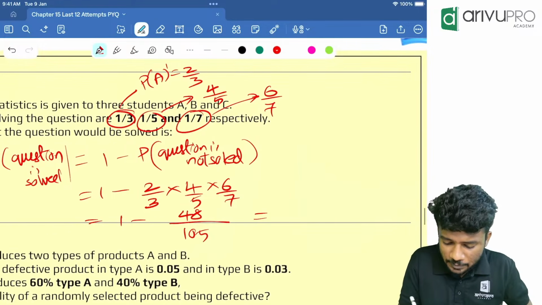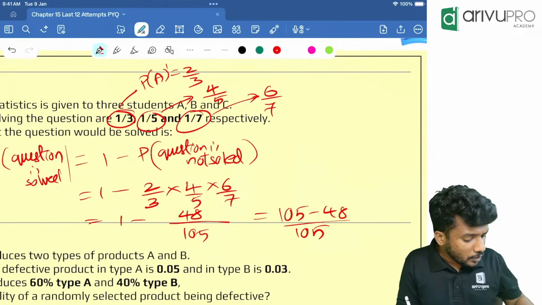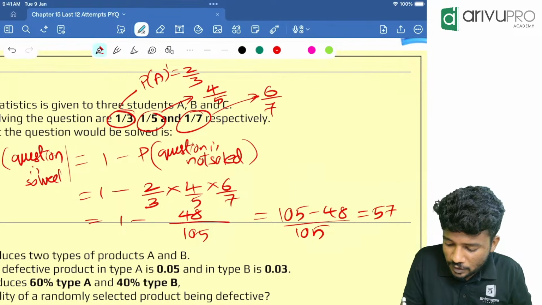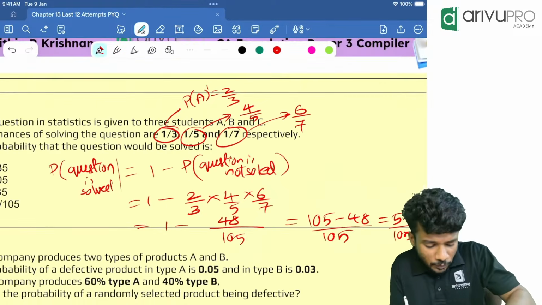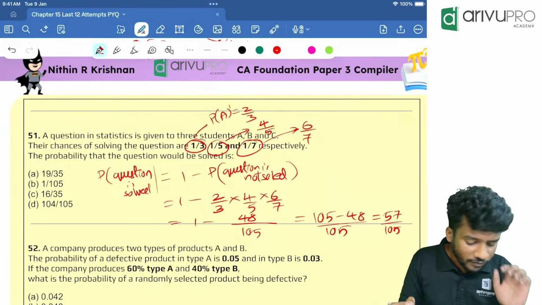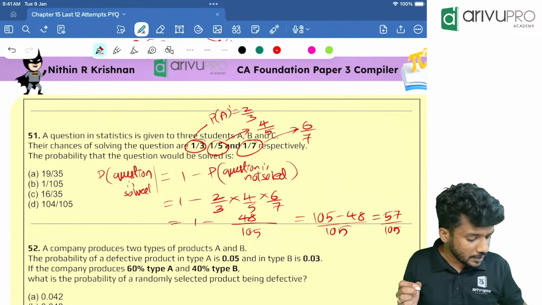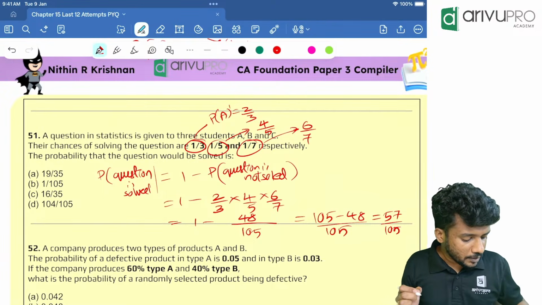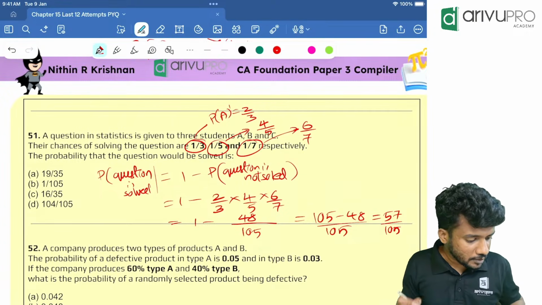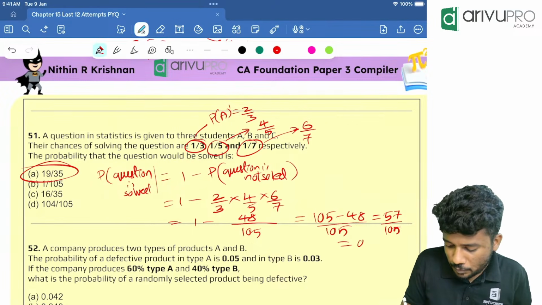Now take the LCM, that is 105 minus 48 divided by 105. So 105 minus 48 is 57. 57 divided by 105. Take your calculator and do it, which is 0.5428. Check: 16 divided by 35 is 0.5... no, 19 divided by 35 is 0.5428. Option A is your answer.